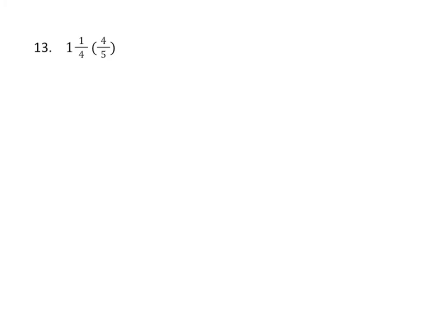Our first step is to convert to improper. So 4 times 1 plus 1 gets me 5 fourths, being multiplied by 4 fifths. Now we multiply straight across. So when I do 5 times 4, I get 20, and when I do 4 times 5, I get 20.